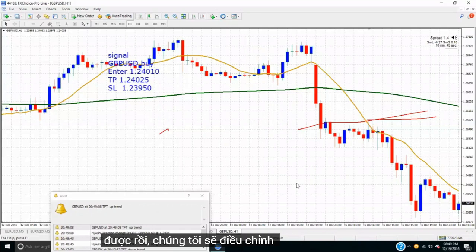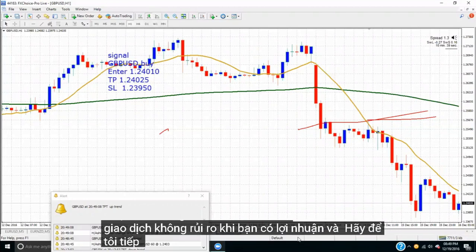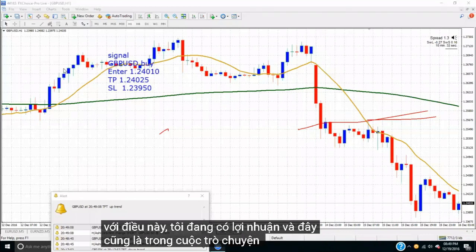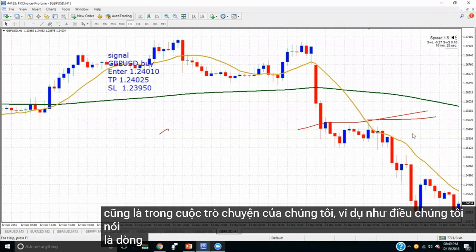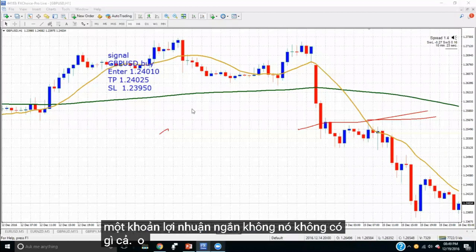Yeah, we do adjust for risk-free trading once you go into profit. And let me just go ahead and tell you what I do with this on profit. And this is also in our chat, what we do. So say, for instance, is the profit line the same as your take profit? No, it doesn't have anything to do with my take profit.